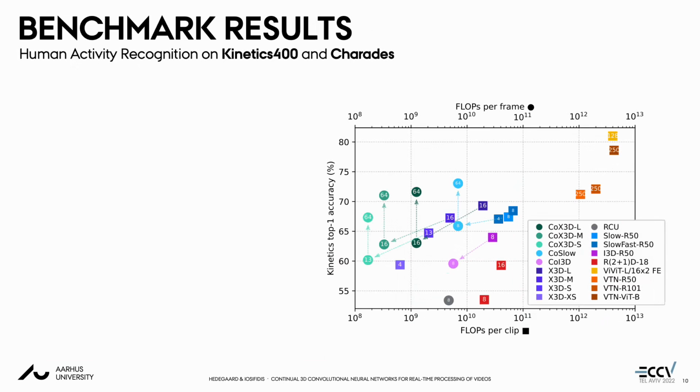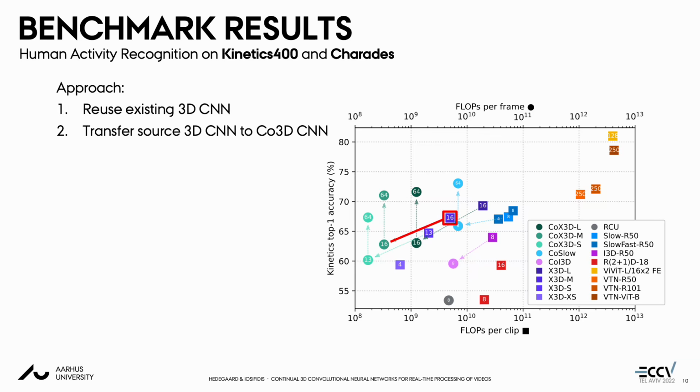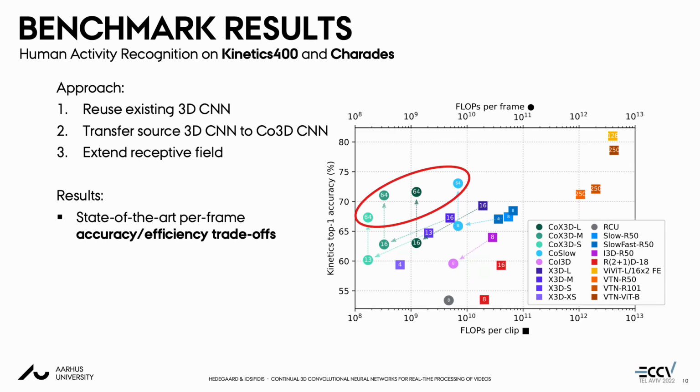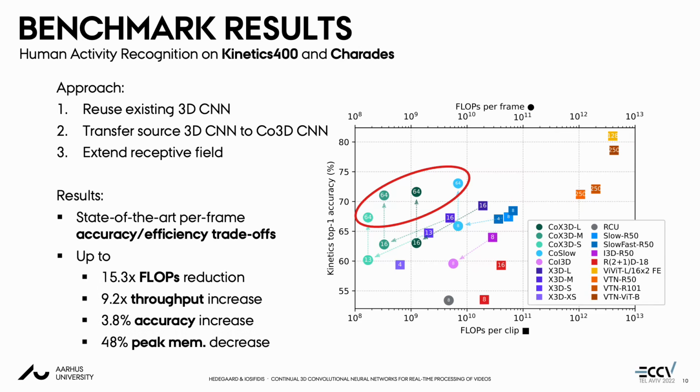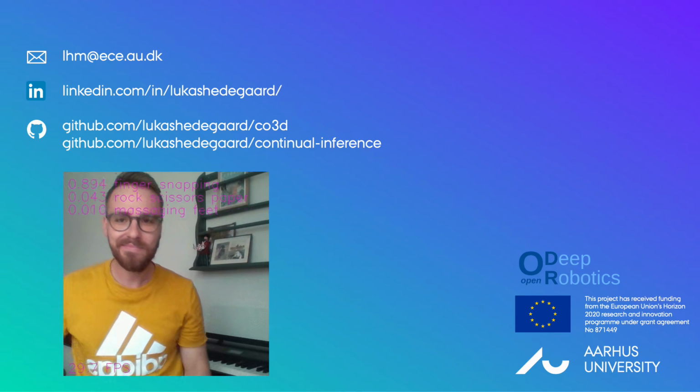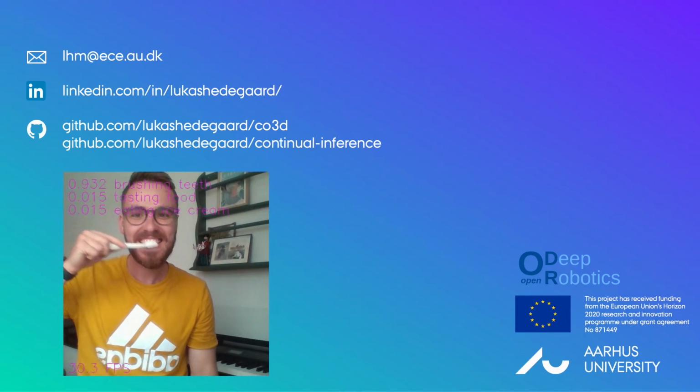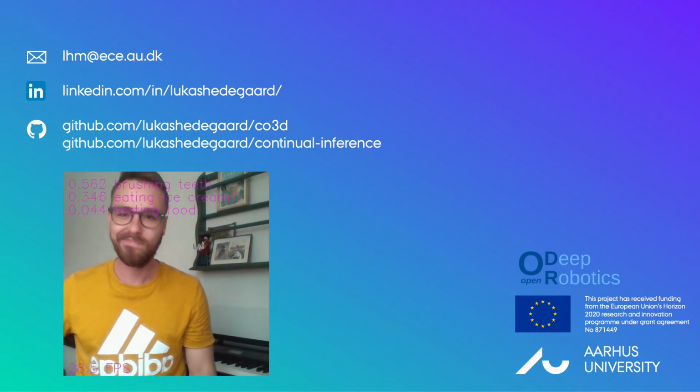Now to our human activity recognition benchmarks, Kinetics 400 and Charades, where our approach is to reuse an existing 3D CNN and transfer its model weights to a corresponding continual 3D CNN to accelerate it, as well as extend its receptive field to increase accuracy. This resulted in state-of-the-art per-frame accuracy efficiency trade-offs as seen by the circled Pareto frontier, and very good computational and memory improvements compared to source models, as well as the ability to do real-time human activity recognition on a laptop. Thanks.